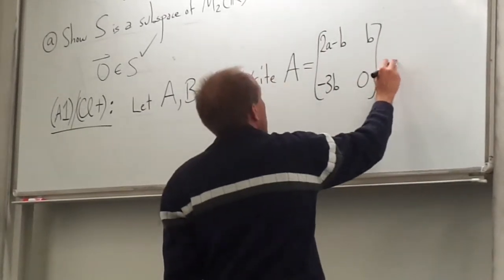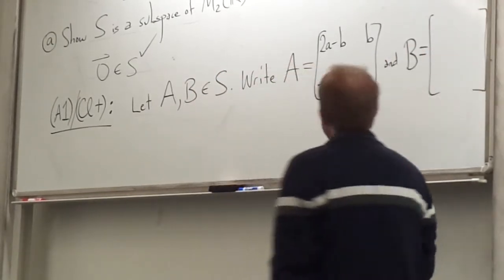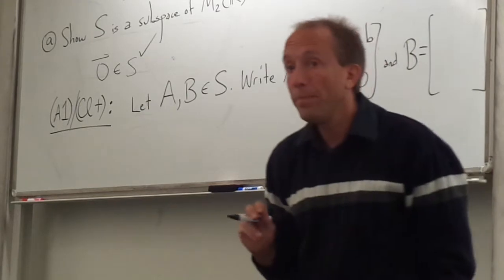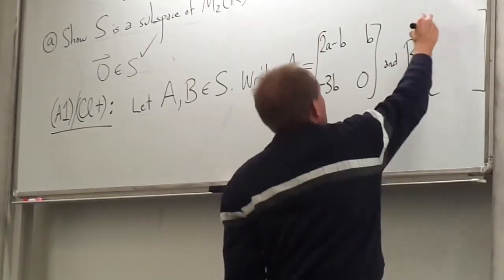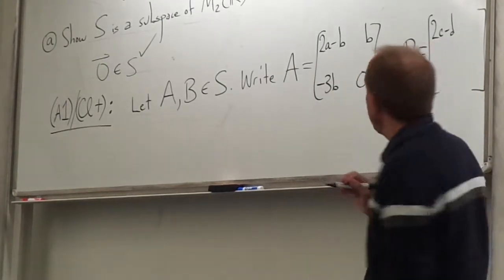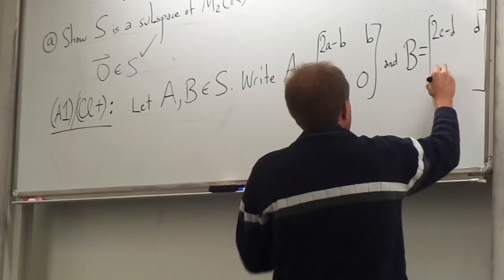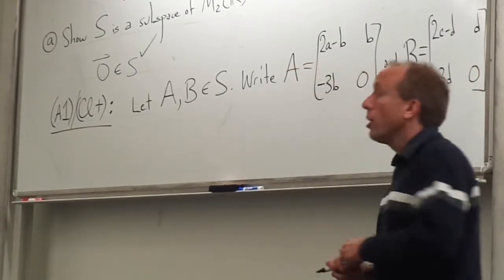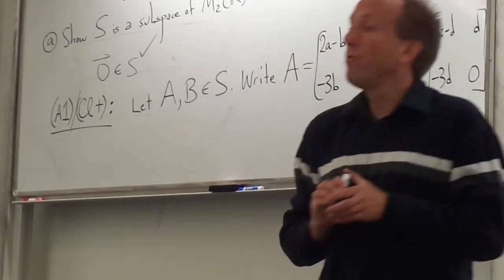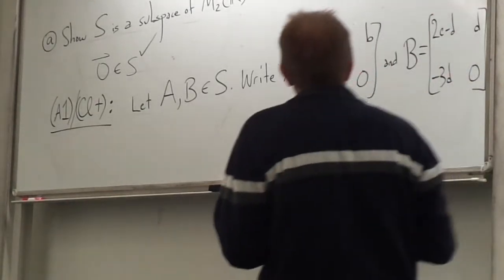And capital B is another 2 by 2 matrix. How do you want to write that one down? Make sure you use different letters here. You don't want to use the same ones again. So 2C minus D, and then D, negative 3D, and 0. It's all about the form of the matrix. That's really the key thing that we're working with here.